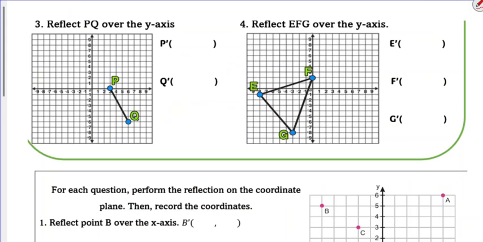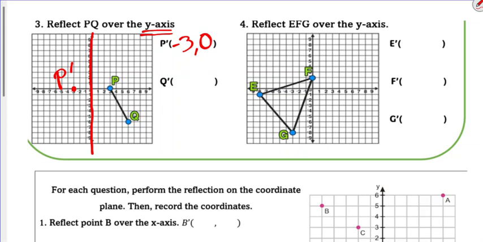On these next two, it's going to be a shape rather than just one point, but it's the exact same thought. We're taking both of these points, counting how far away they are from this line that we're flipping over, the y-axis, and then we're going to put them on the opposite side, that same distance. So right now, P is 3 to the right. It's going to end up 3 to the left. So P prime is at negative 3, 0.